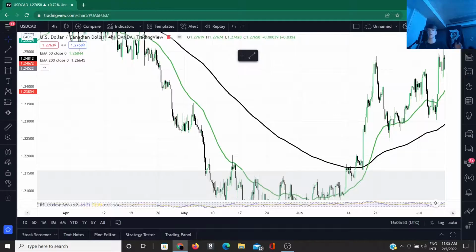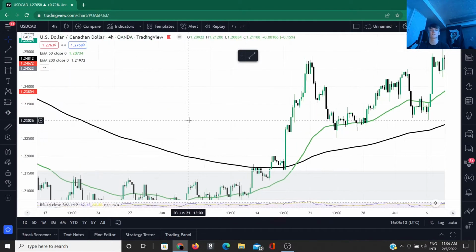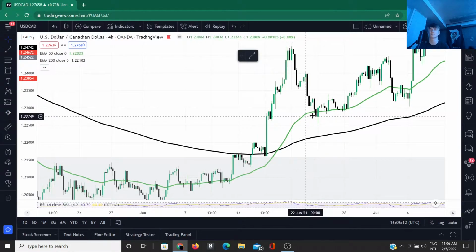All right, so I thought the best way I could explain moving averages to you was to hop on the charts on US dollar versus Canadian dollar and show you how these moving averages work and what they really are. We're going to start off with this green line that you see on our chart right now. This is a 50 exponential moving average.